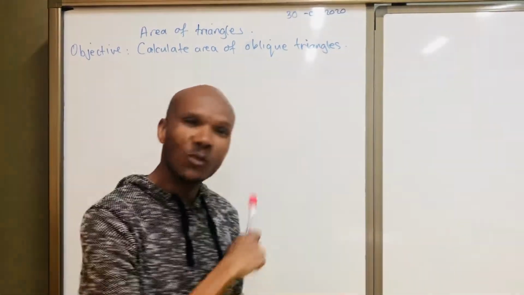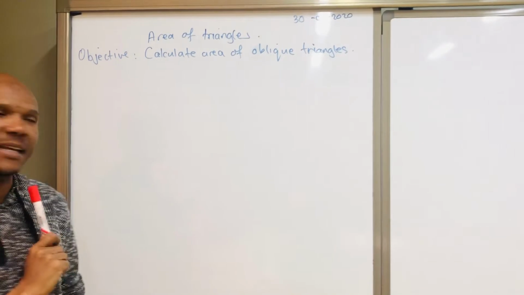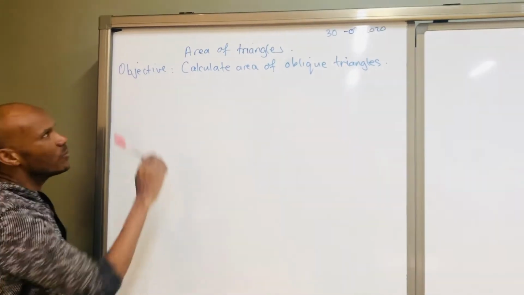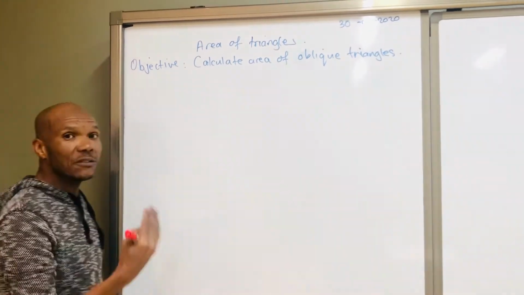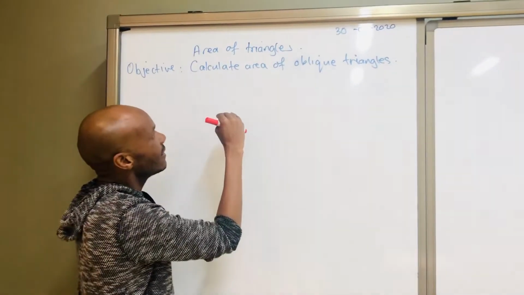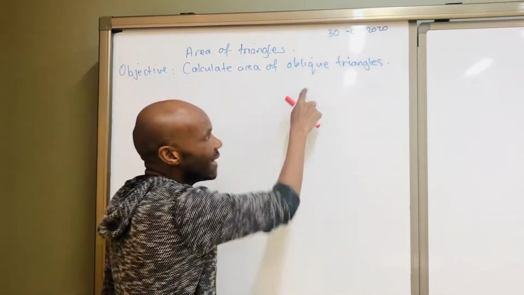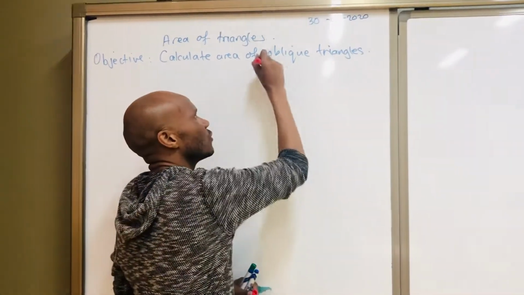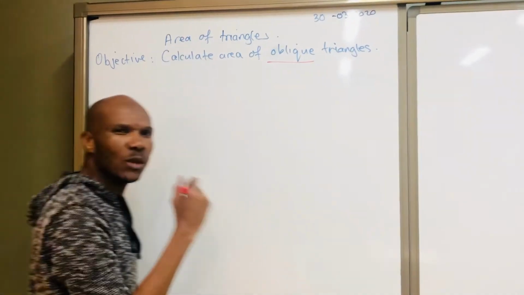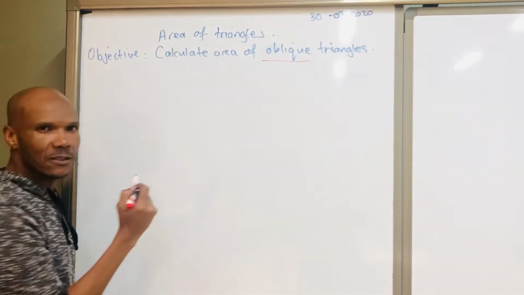Let's go straight to what I want us to look at today. We are going to be looking at area of triangles, and our objective for today's lesson is to calculate the area of oblique triangles. But let's understand, first of all, what are oblique triangles? What do we mean by oblique triangles?